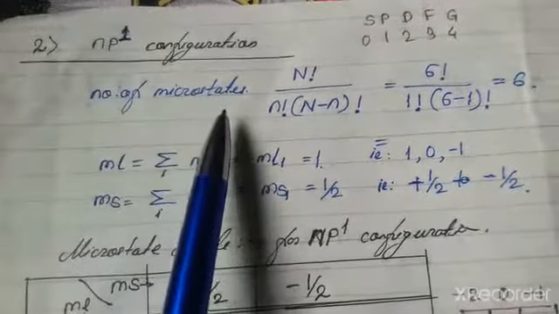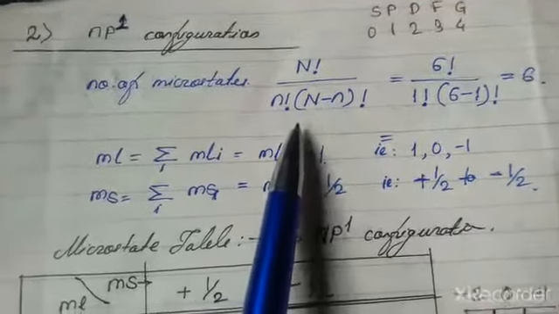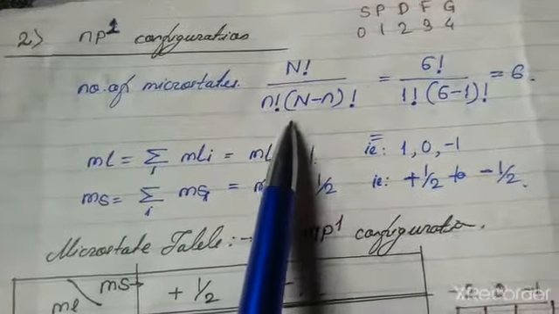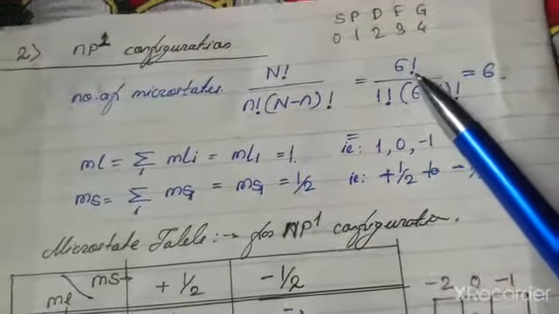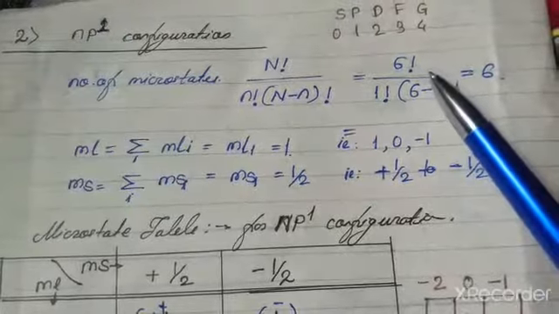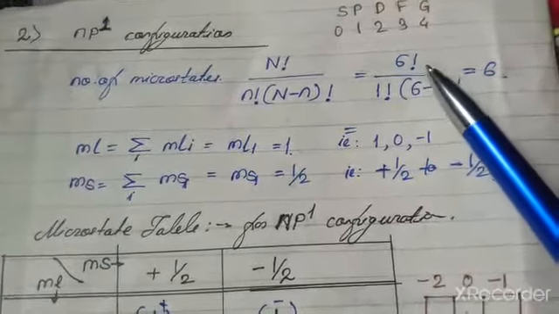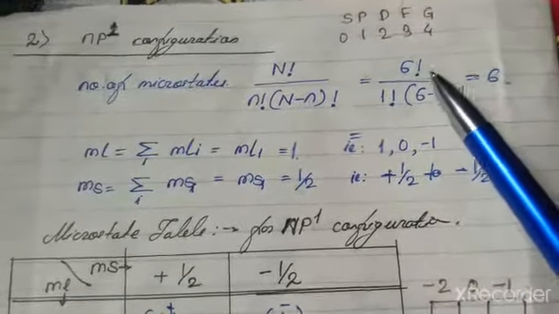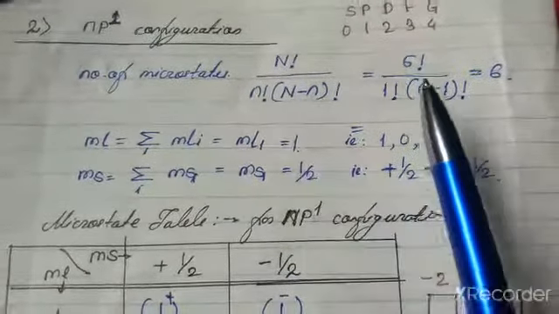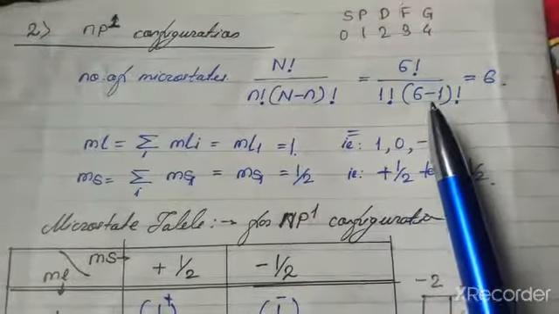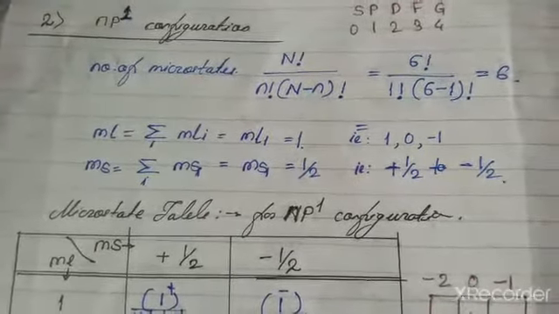Now the number of microstates. We can use this formula to calculate it: N factorial divided by small n factorial into (N minus small n) factorial. The p orbital can carry 6 electrons. So 6 factorial divided by 1 factorial into (6 minus 1) factorial, since only one electron is there, is equal to 6. So the total number of microstates is 6.